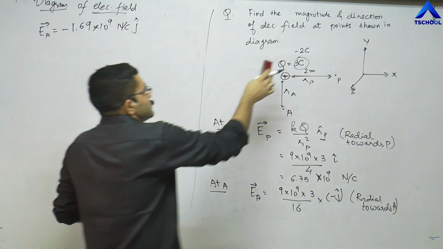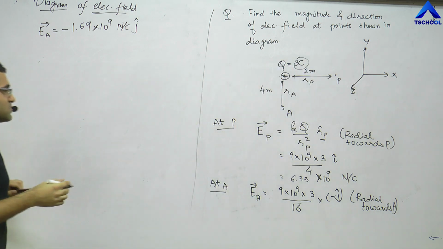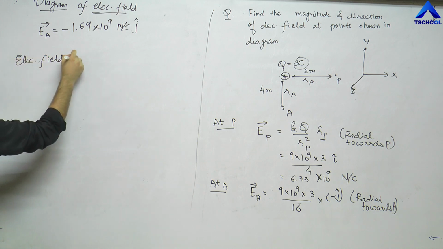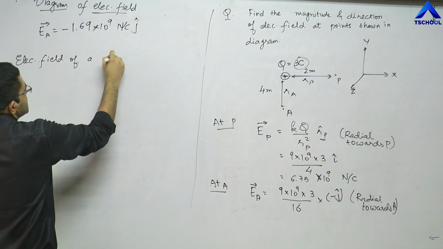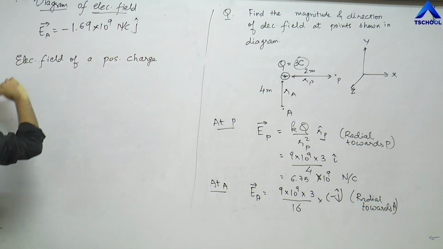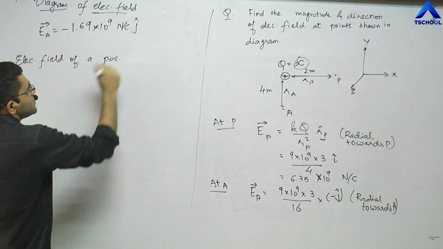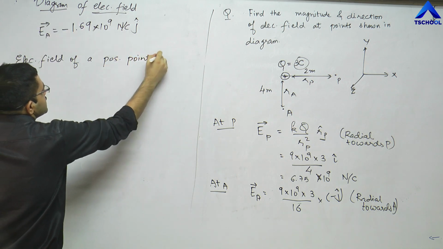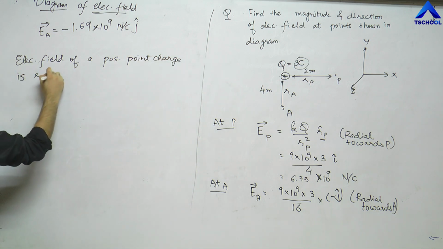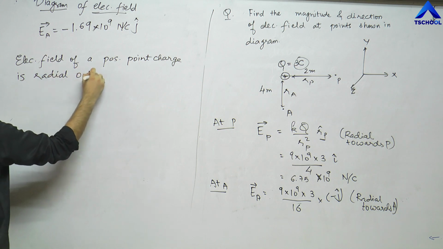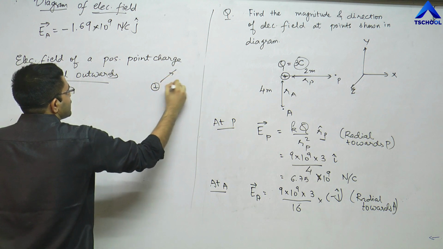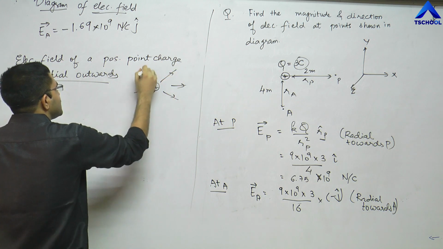So remember, as a shortcut, the electric field of a positive point charge is radial outwards. Keep a diagram like this in mind, that will help.